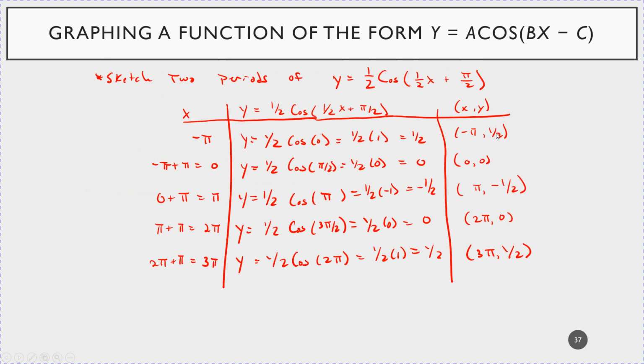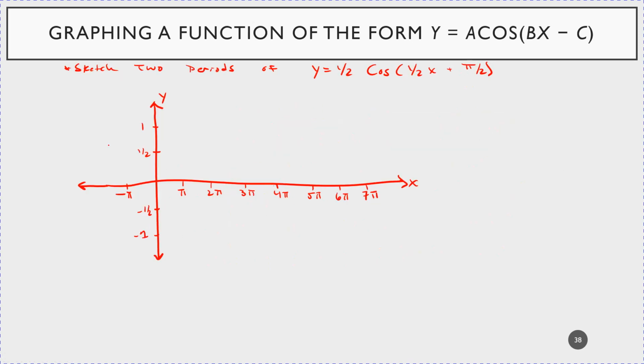So look, how does it start? 1/2, 0, negative 1/2, 0, 1/2. And then what's going to happen? It's going to repeat itself. So 0, negative 1/2, 0, 1/2. And we got it.